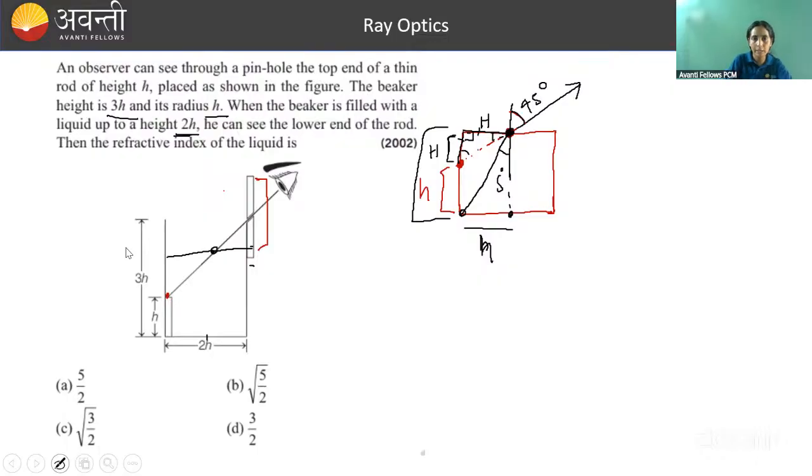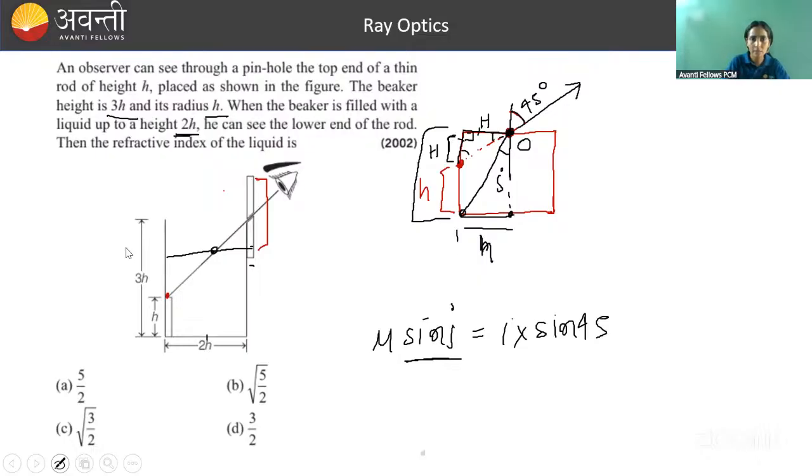So यहाँ पे अगर आप O point पे Snell's law लगाते हो, you will simply write mu sin I is equal to refractive index of air. Nothing is given, so we will take 1. 1 into sine 45. This is this. Now somehow we need to calculate the value of sine I. We can calculate sine I, right?